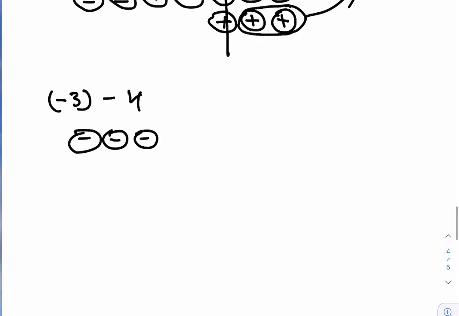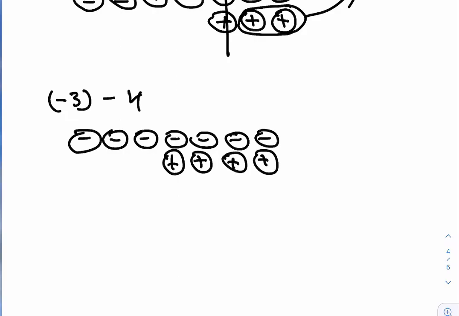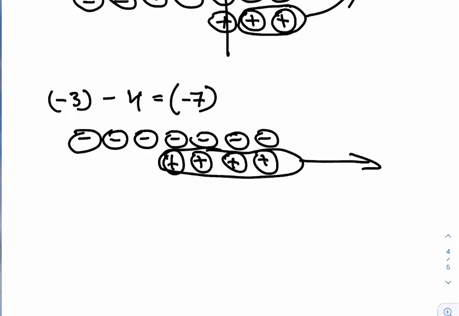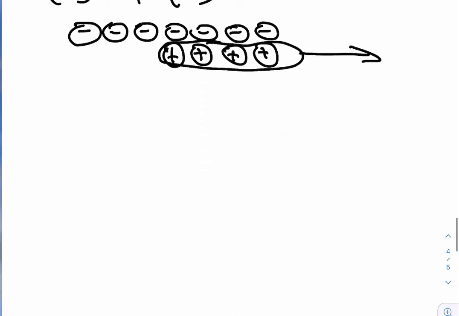Now I don't have 4 to remove, so I'm going to bring in zero pairs. I now have 4 available. I can circle and remove. Out we go. And that leaves us with 7 negatives. Okay, the steps are the same each time. I just thought of one extra one.